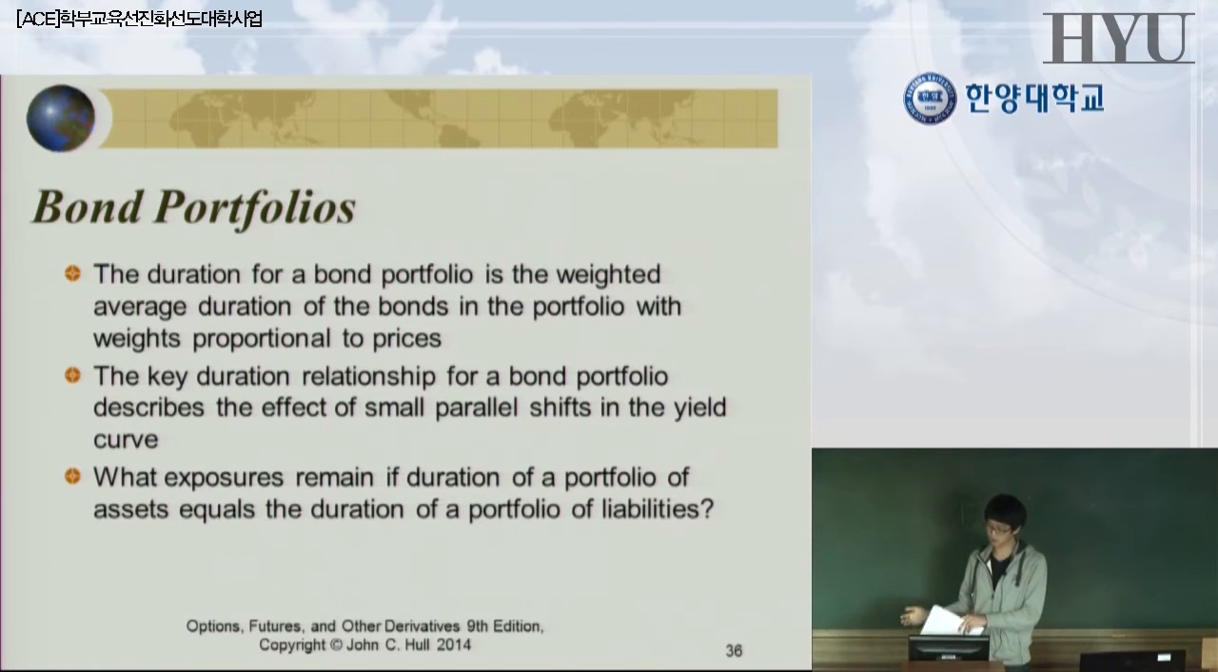The duration for a bond portfolio is the weighted average duration of the bonds in the portfolio, with weights proportional to price. So it means that depending on how much money is invested in a specific bond, the weighted average of the bonds is determined, and it becomes a bond portfolio.